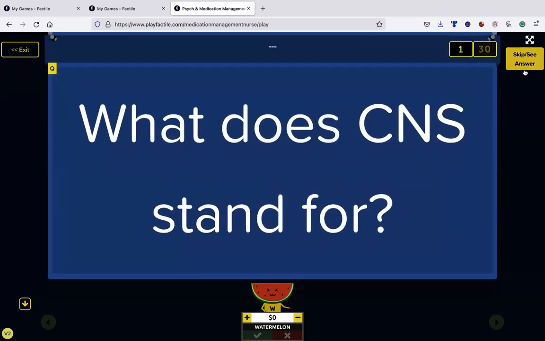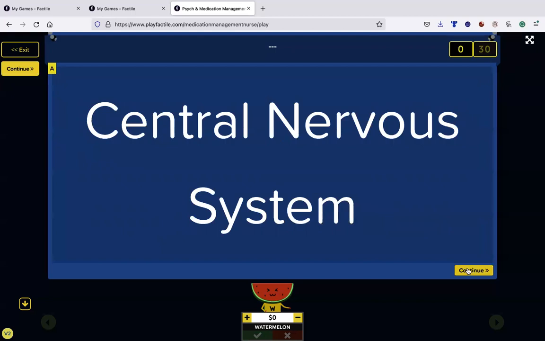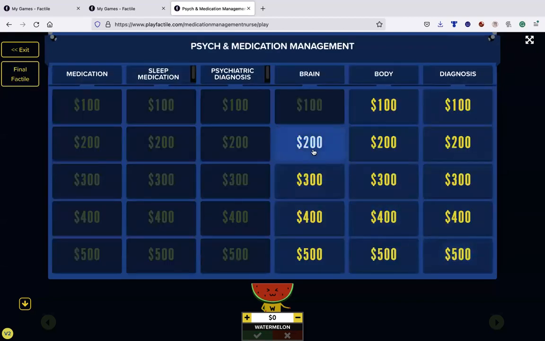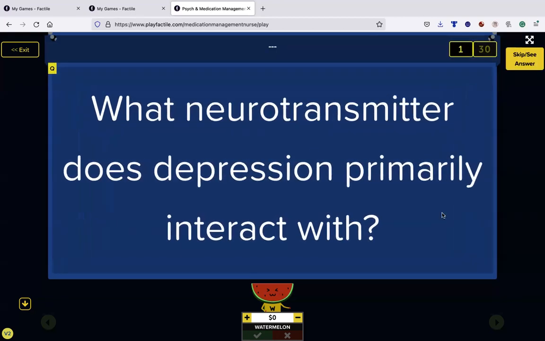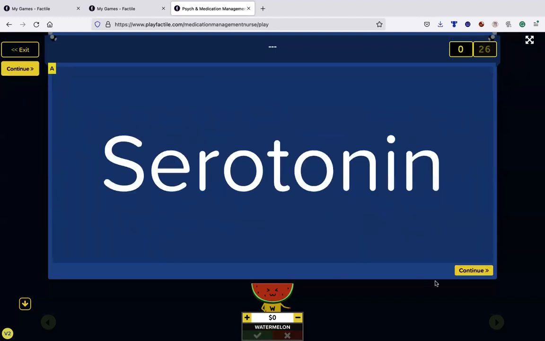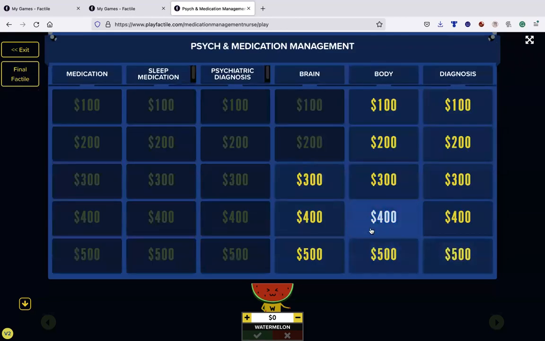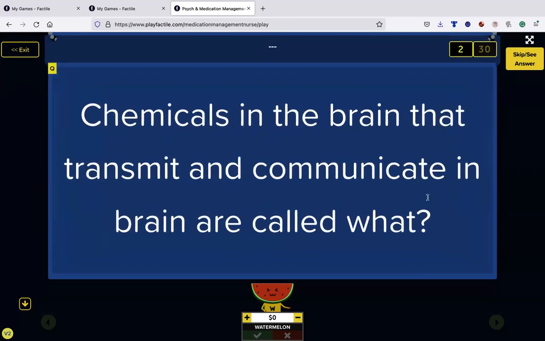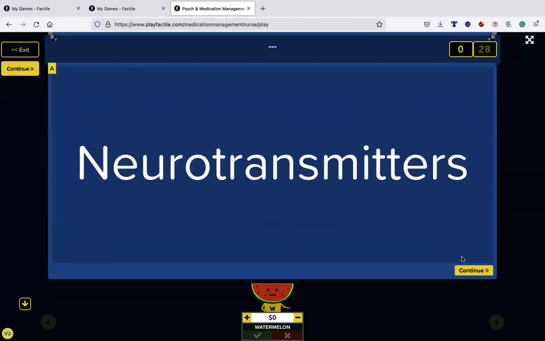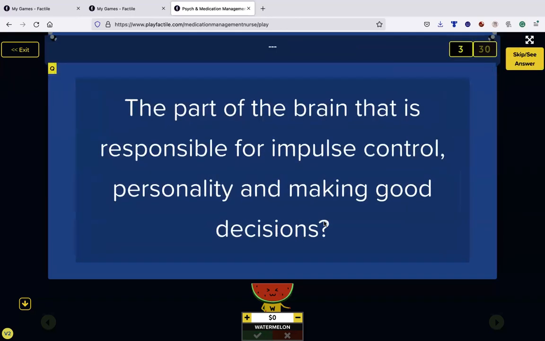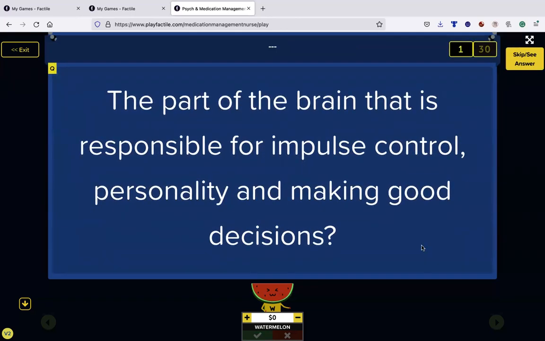All right, that's an important central nervous system. I just put that in there because a lot of medications work with the central nervous system, but we'll just skip that one. We'll skip this as well, but serotonin is a big one. We already know this. How does our brain communicate? Neurotransmitters. Name the part of the brain that is responsible for impulse control, personality, and making good decisions.